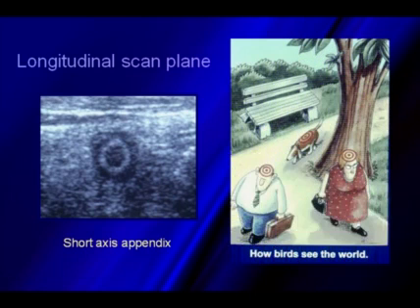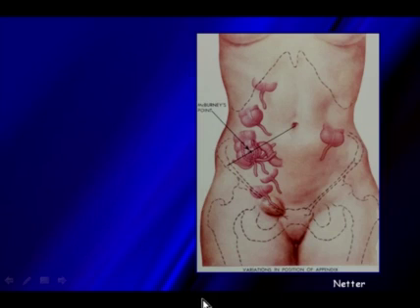If you want to see how birds see the world, everything looks like a target lesion. That is also what we're looking for in ultrasound. This is a short axis view of an inflamed appendix. You can see you don't see the echogenic lumen. There's distension of it, but this is a short axis view of appendicitis.